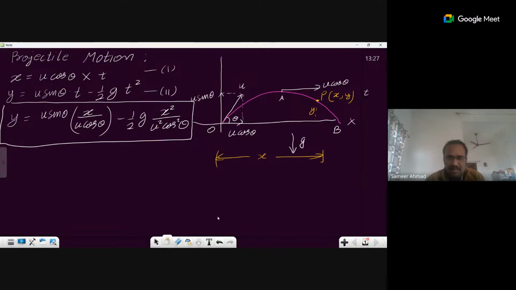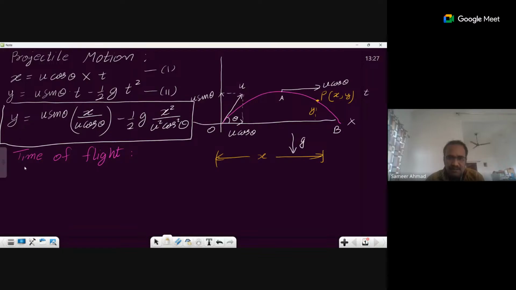Now we will determine the time of flight. Time of flight is the total time taken by the projectile to remain in air. To determine the time of flight, we will use the second equation of motion along the y-axis.